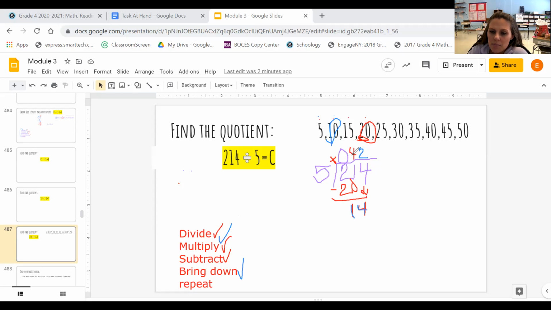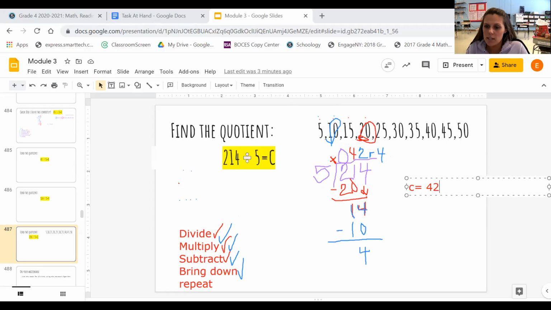That's me dividing. Then I'm going to multiply. That 2 times 5 equals 10. Next, I subtract. 14 minus 10 is 4. I have nothing left to bring down, and I know if I have 4 cookies, I can't take 5 out of it. So that would be my leftovers. So my correct answer, or my value for C, would be 42 remainder 4. Okay? All right. Nice job.